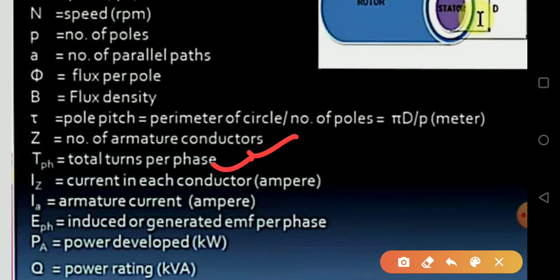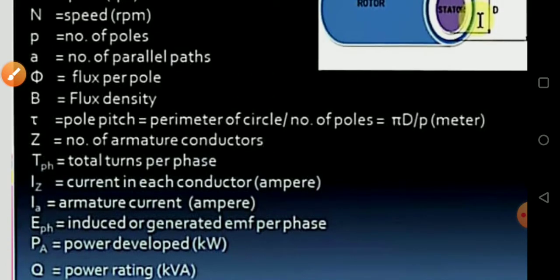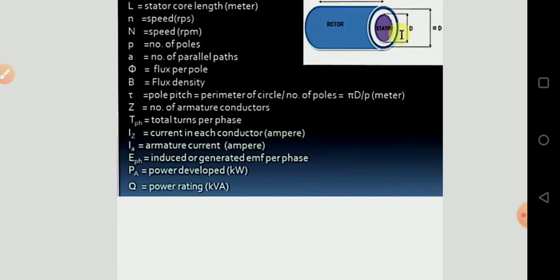Iz is the current in each conductor, in ampere, and Ia is the armature current, and EPS is the induced EMF per phase, and PA is the power developed in kilowatt, Q is the power rating in kVA. So these are the parameters which we use to design the DC machine.